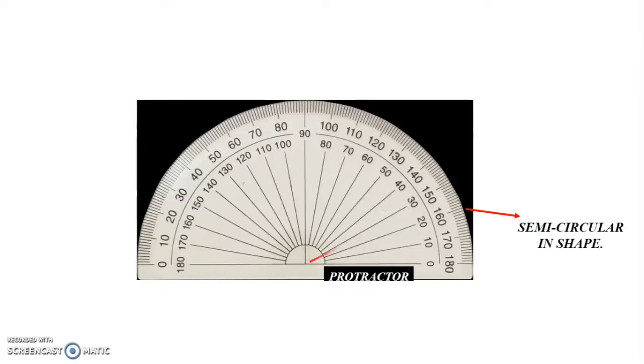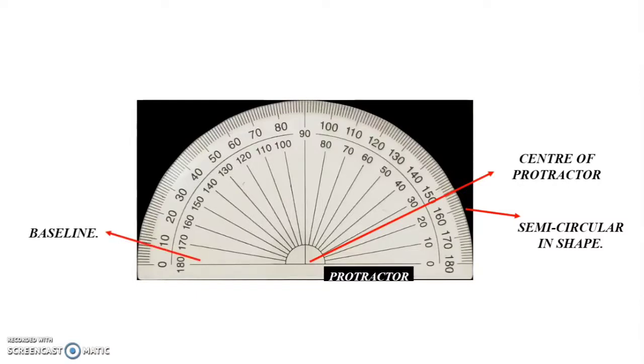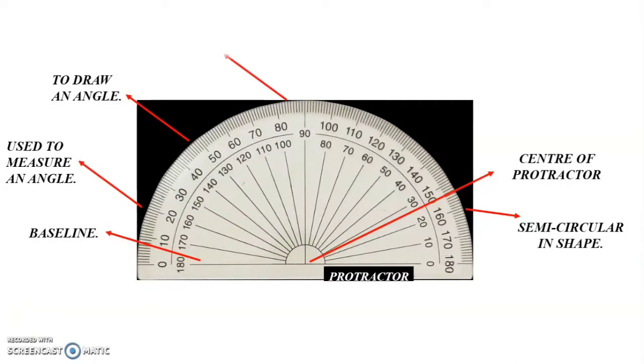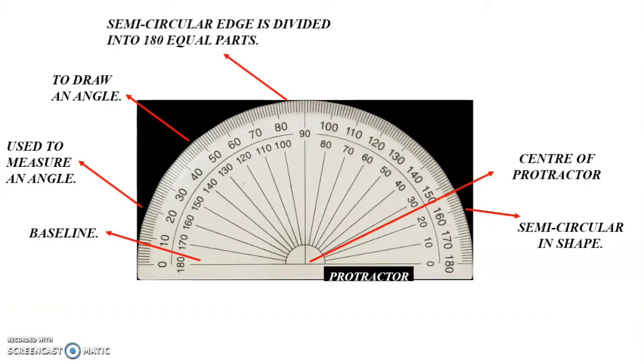So the first one is the center of the protractor. This is the center of the protractor. Then you have the baseline. This is called the baseline of a protractor. The protractor is used for two main reasons. One is to draw an angle, and the second is to measure an angle. And this semicircular edge is divided into 180 equal parts, and each part is 1 degree, or we can write it as 1 and the degree sign.